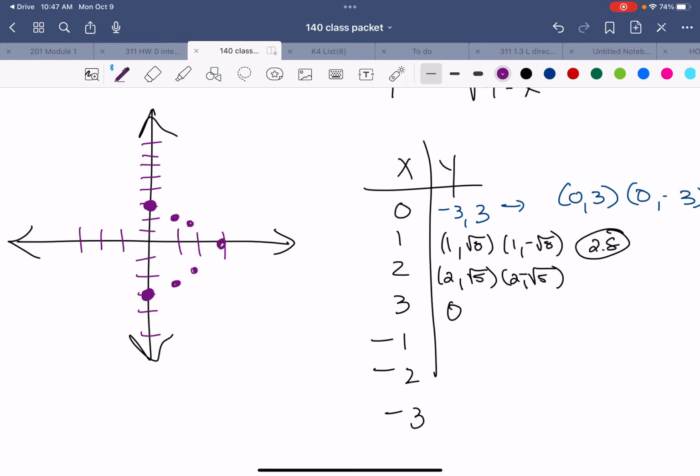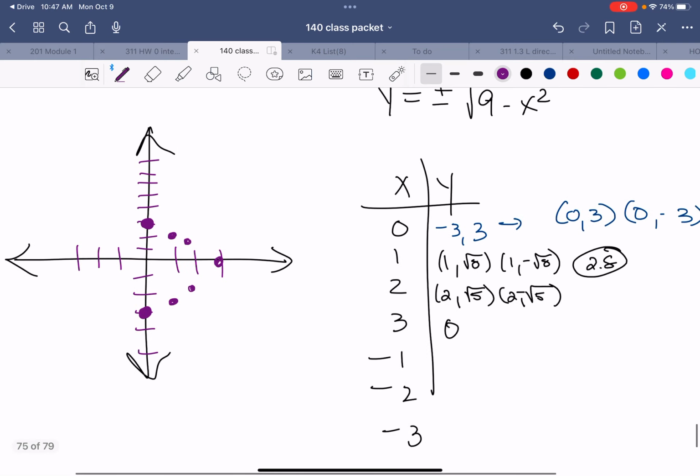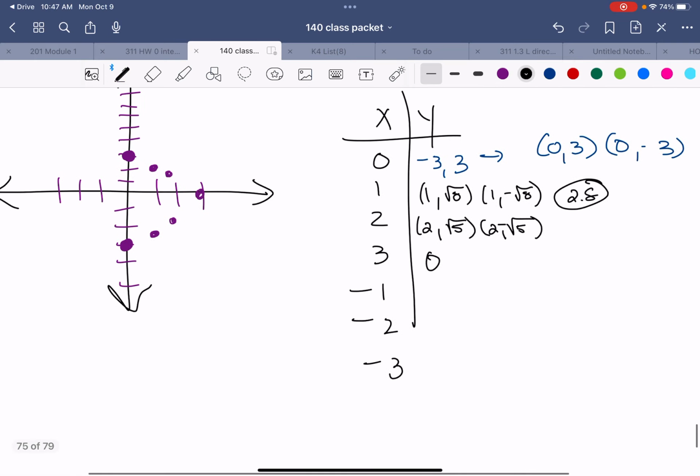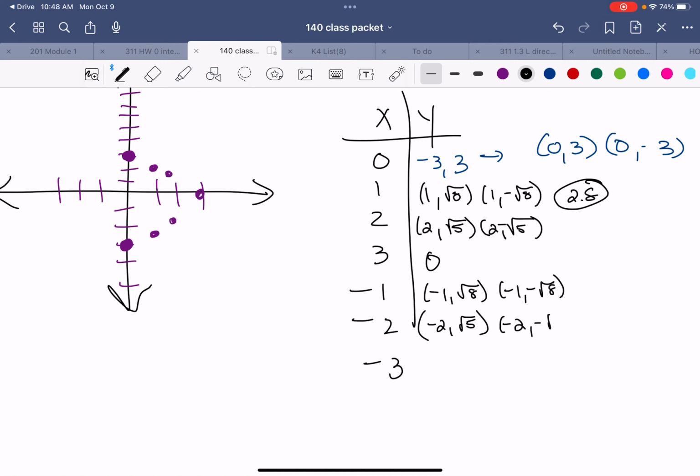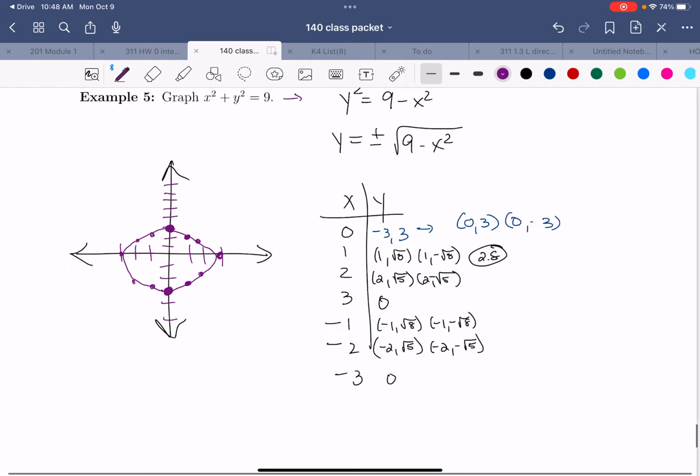All right. And then let's see, we can plug in -1, and what happens here is when you square -1, you get 1. So you're going to get exactly the same values that you did over here. So it's going to match. So this will be -1 and root 8, along with -1 and -root 8, -2 and root 5, and -2 and -root 5. And when you plug in -3, you get 0. So if we plot those points as well, we're going to get exactly the same thing, but on the other side. So over here. And so what happens, and it looks wonky because I'm sketching, is that you get a circle, okay?